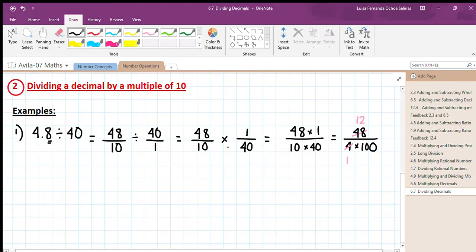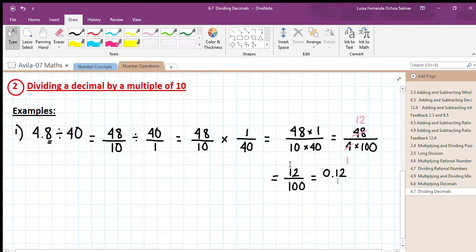Good. Now my answer, I have that this is 12/100. How do we write this as a decimal? I have 12 hundredths, therefore this one has to be written like this, 12 hundredths, and I have finished.